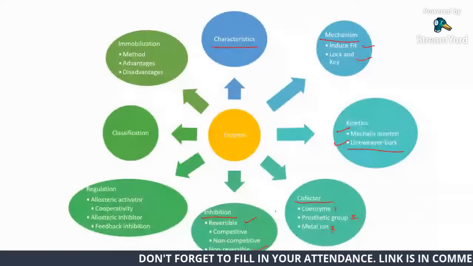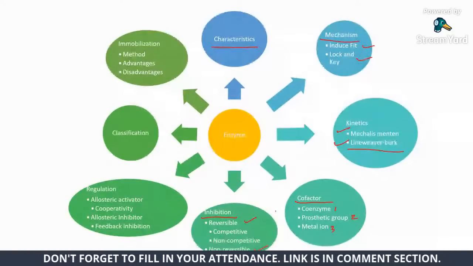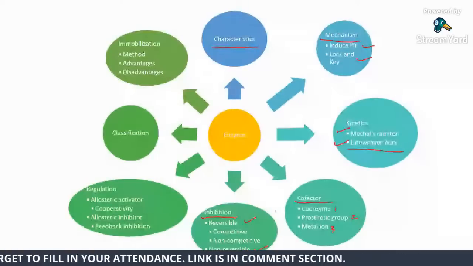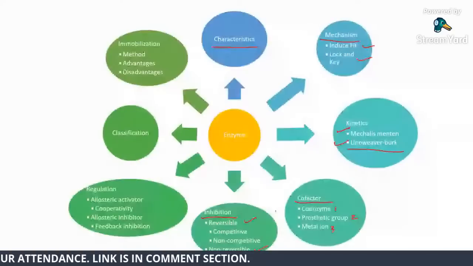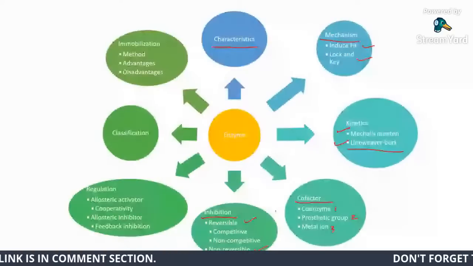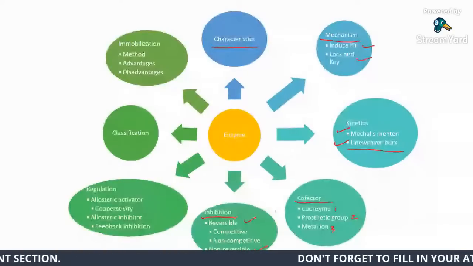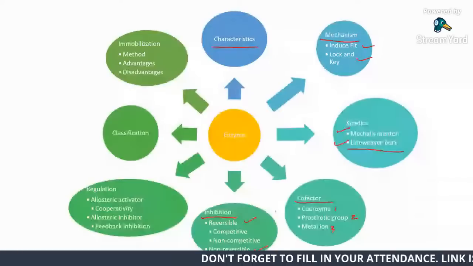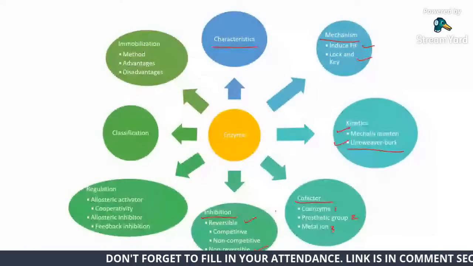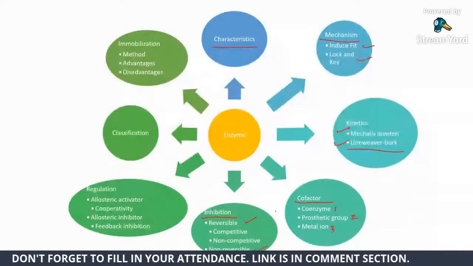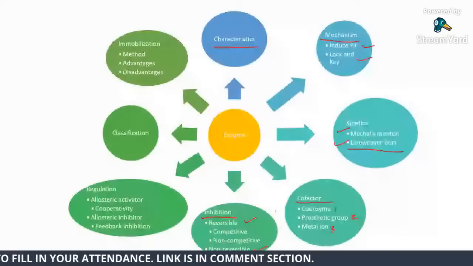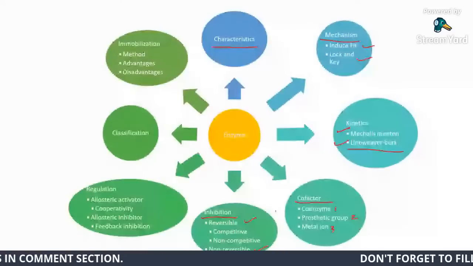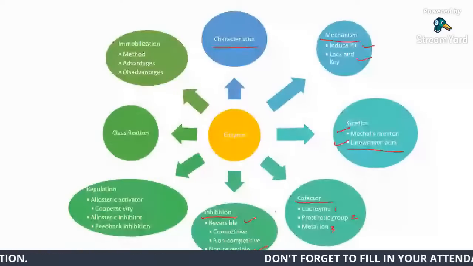For non-reversible, it means the enzyme is damaged, because the inhibitor binds permanently to the enzyme. It either destroys the active site or binds to the active site itself, so that the substrate cannot bind to the active site anymore. Right, in reversible inhibition, we have 2 types: competitive inhibition and non-competitive inhibition.